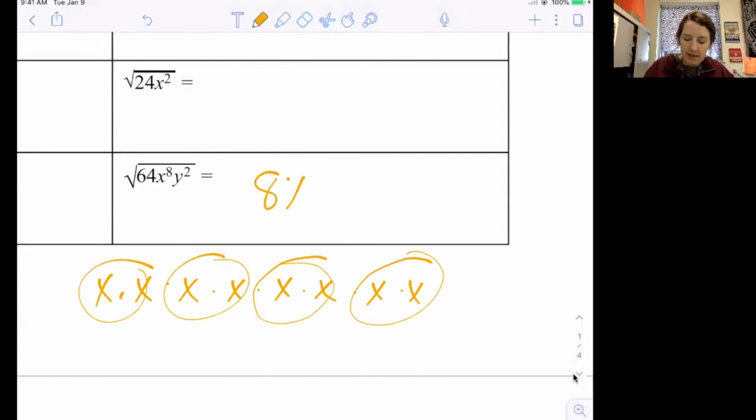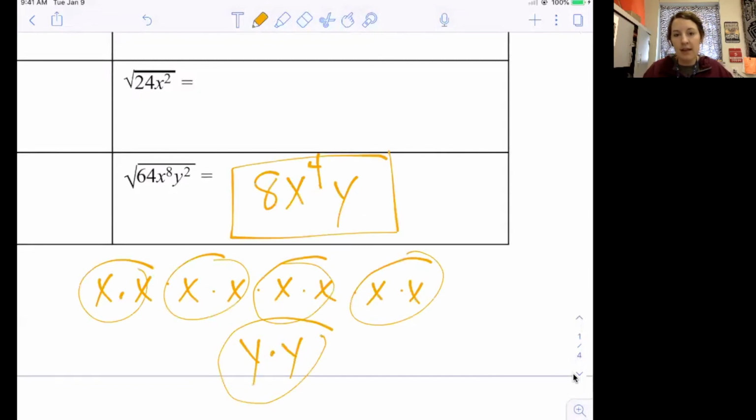So I have 8x to the 4th outside my radical, and then I have the square root of y squared. So y times y, that makes one pair. So I have a y. And I'm not going to have anything else left under the radical. Everything I was able to take the square root of.